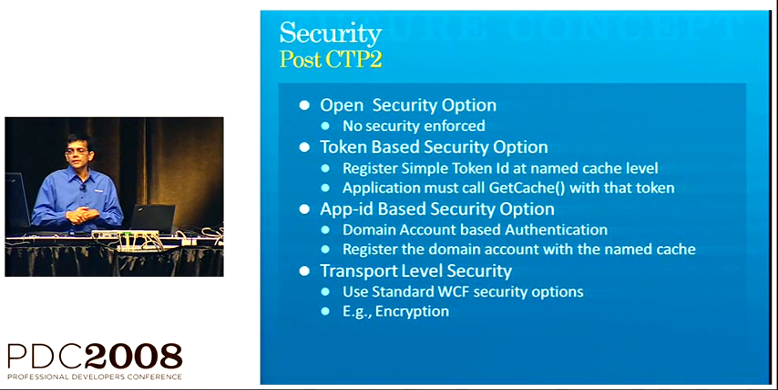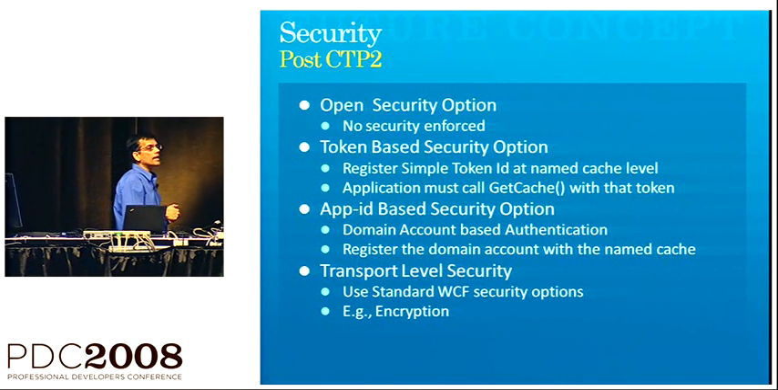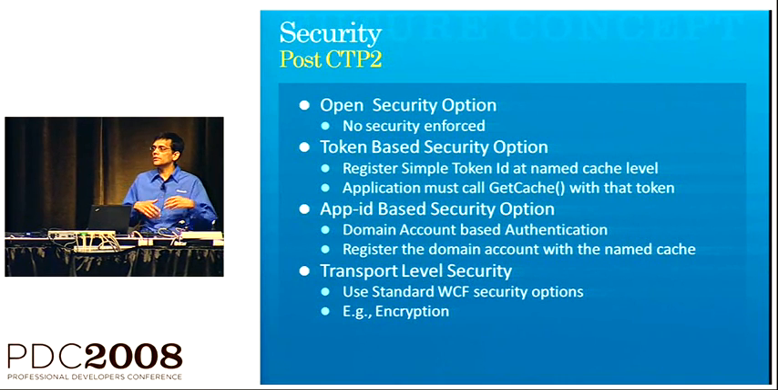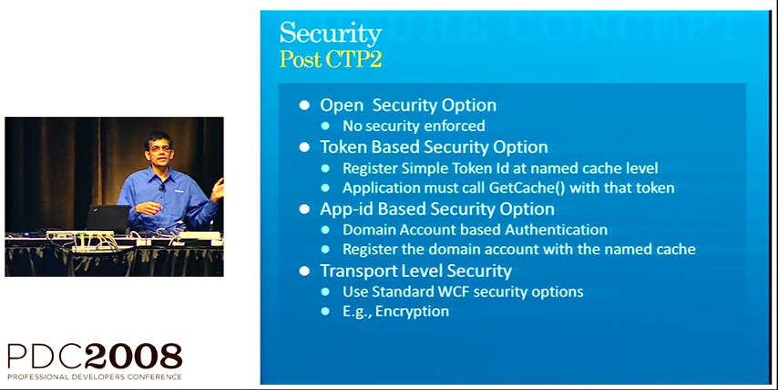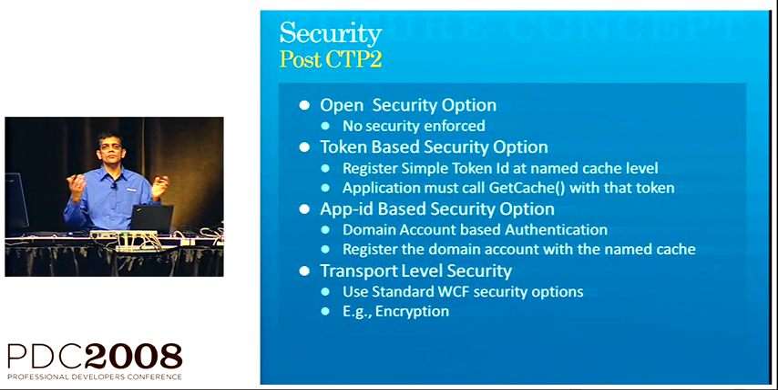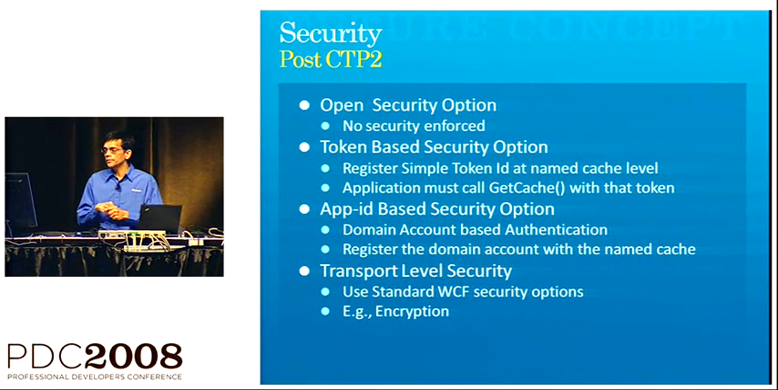And the third option that we also have is an app ID-based model. In the app ID-based model, you just have domain account-based authentication. So your clients, using the standard ASP.NET domain authentication, your service will be authenticated. And it has to be in the same domain for you to be able to use the name cache.